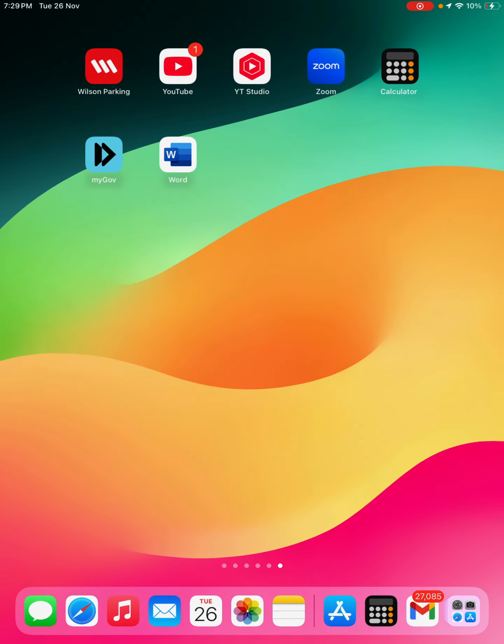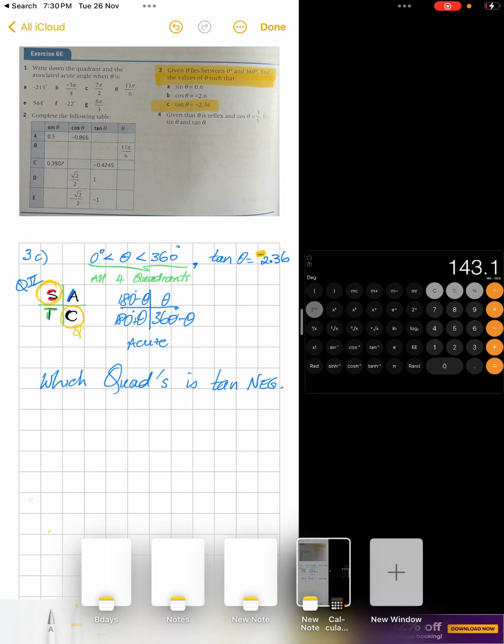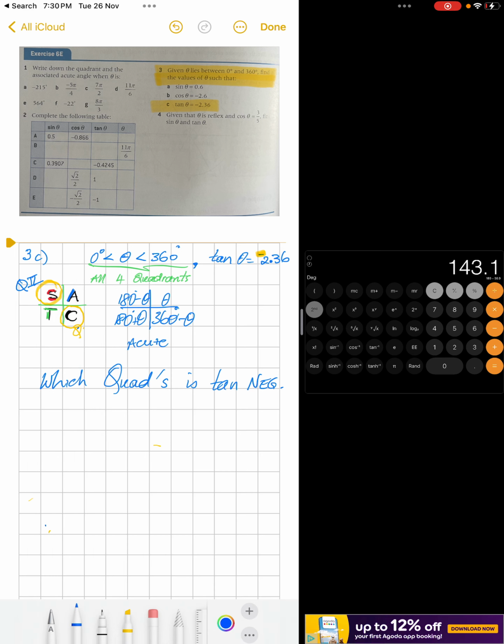Where is it gone? I can't find it. Here you go. Okay, sorry about that. I was trying to change the color to blue. Quadrant 4. Okay, there's my two quadrants. So let me highlight. We're dealing with quadrant 2 and quadrant 4. Good. So because tan is negative in quadrant 2, tan is negative in quadrant 4.